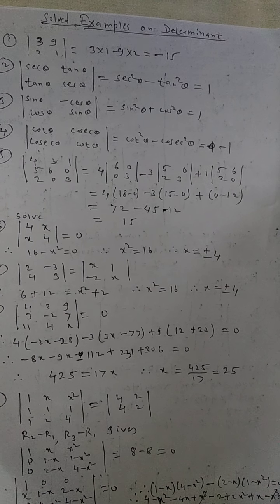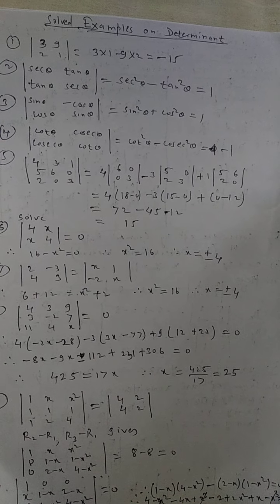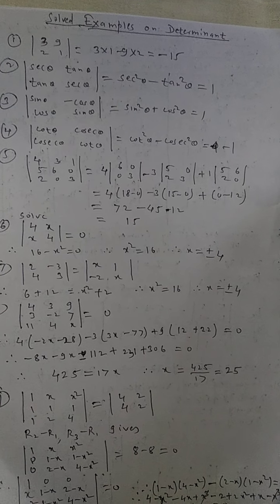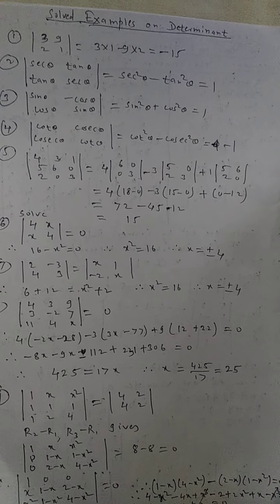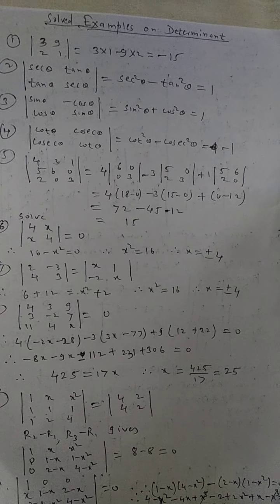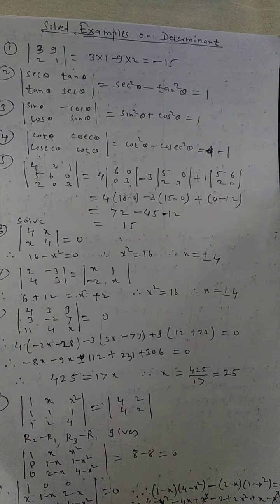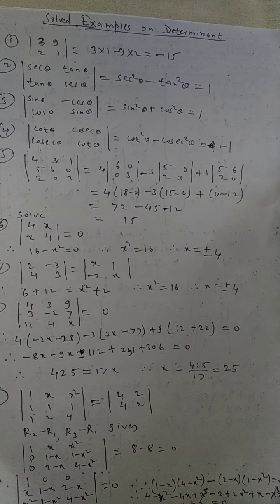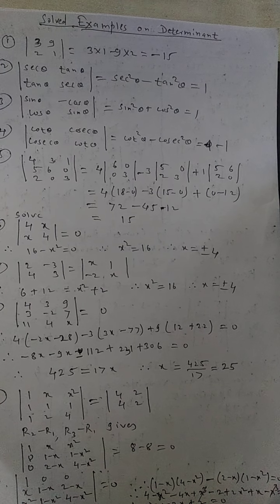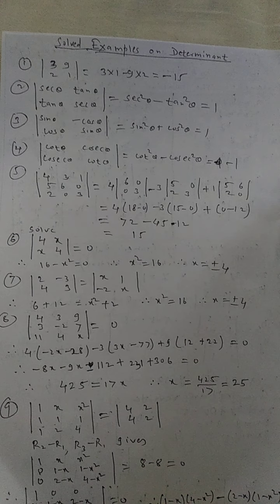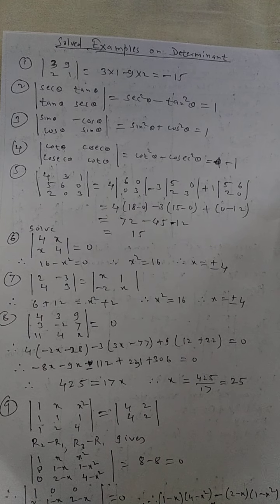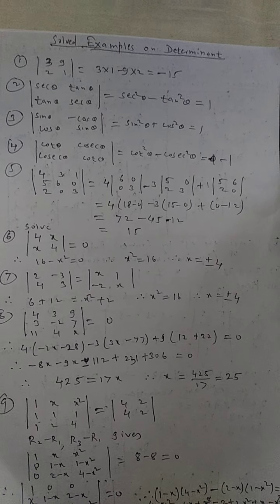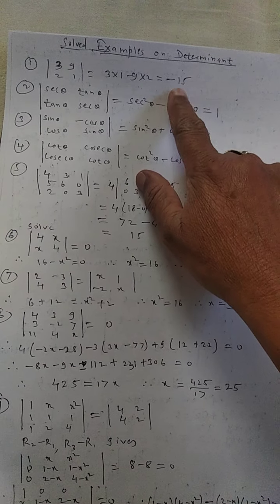Some of the students post about the examples on determinant, especially trigonometric examples. So I will just solve these examples for them. The example is: expand or find the value of the determinant 3 9 2 1. So it is very easy. The answer comes out to be minus 15.